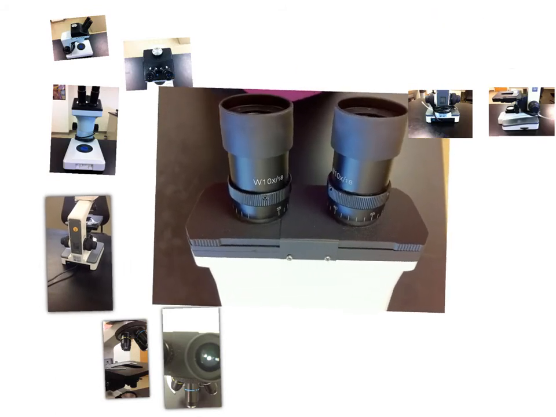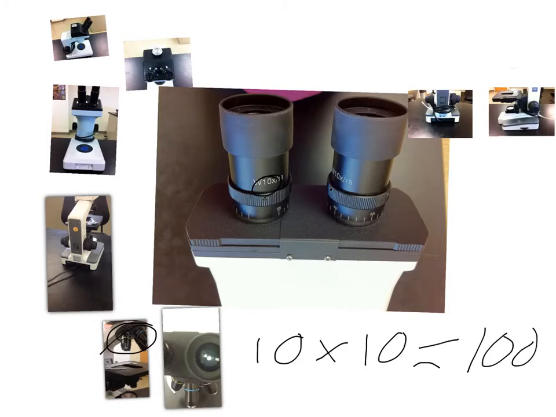So, when you calculate magnification, what you're going to do is take your eyepieces. If you notice there, 10. And we're going to take our objectives. Whatever objective you are on, you're going to multiply 10 by the objective. Let's pretend it's on 10. That's going to give you a magnification of 100.